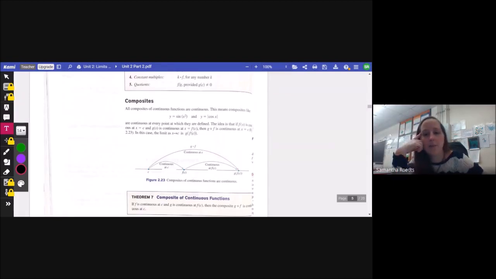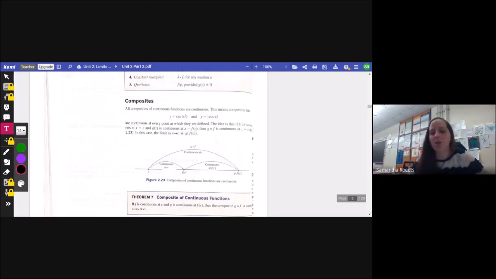So that means composites like y equals sine x squared and y equals the absolute value of cosine x are continuous at every point at which they are defined. So the idea is that if f of x is continuous at x equals c and g of x is continuous at x equals f of c, then g of f is continuous at x equals c.